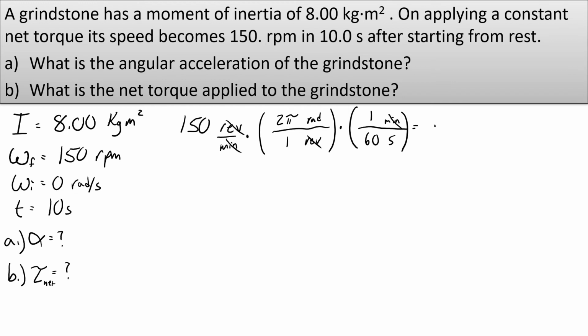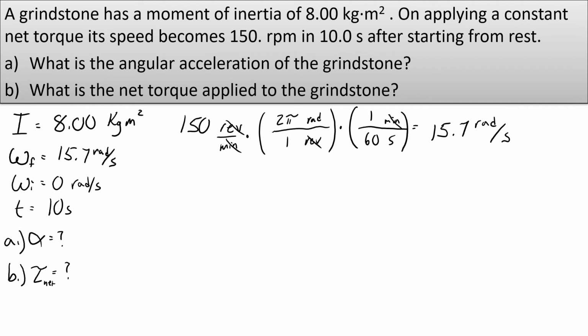How many? 15.7. Oh, I said it wrong. Radians per second, not revolutions per minute. Radians every second. Okay, so we'll change that. And now we're ready to do part A.